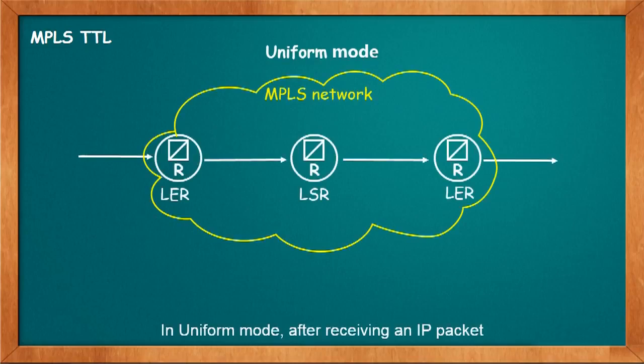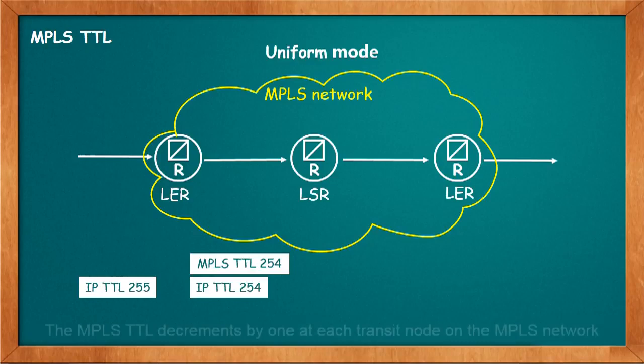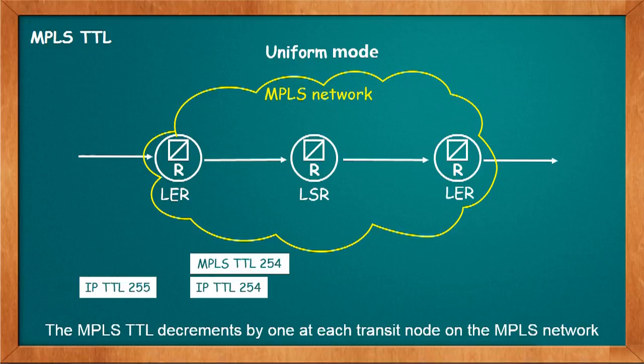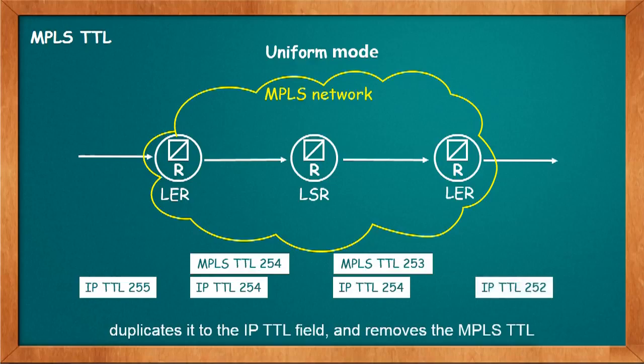In uniform mode, after receiving an IP packet, the ingress decrements the IP TTL value by 1 and duplicates it to the MPLS TTL field. The MPLS TTL decrements by 1 at each transit node on the MPLS network. The IP TTL remains the same. The egress decrements the MPLS TTL by 1, duplicates it to the IP TTL field, and removes the MPLS TTL.